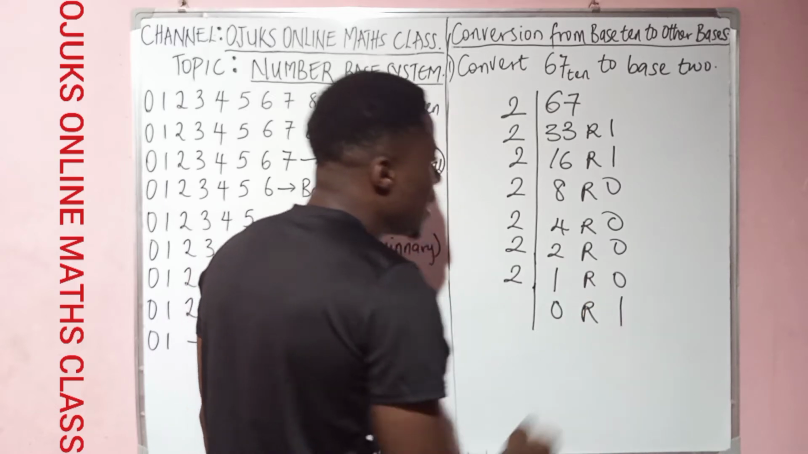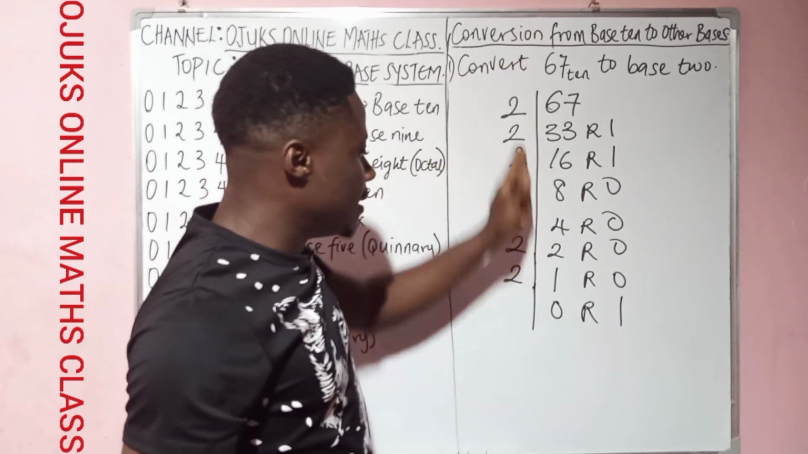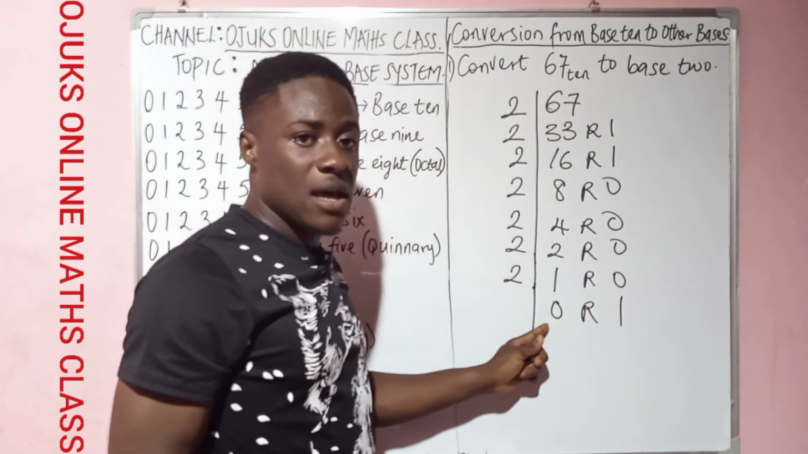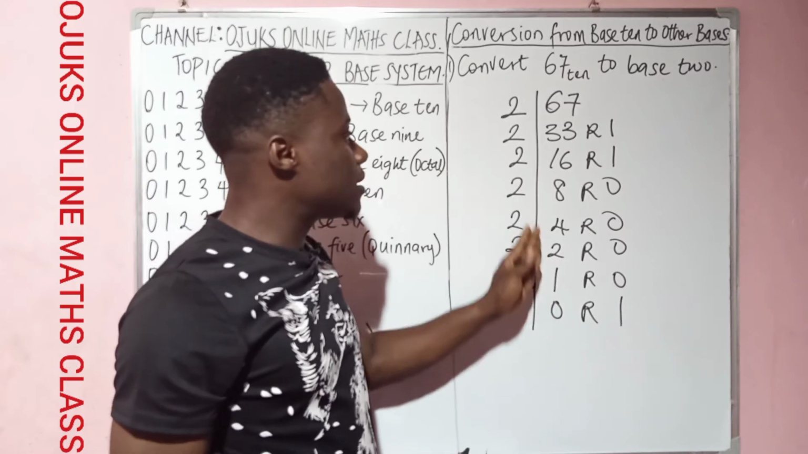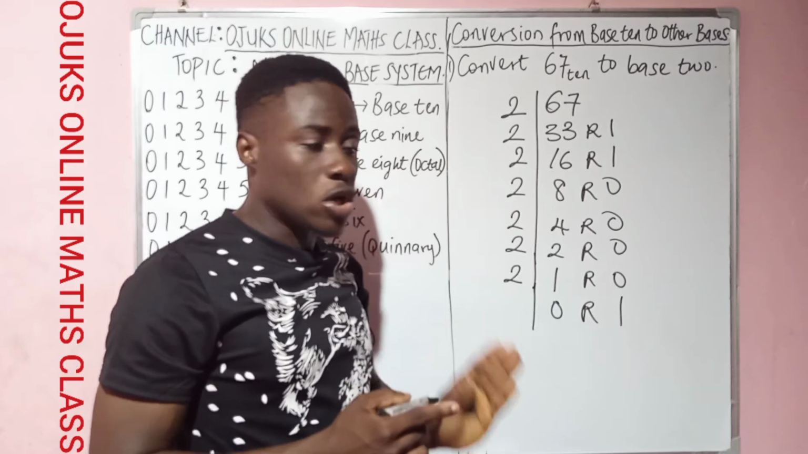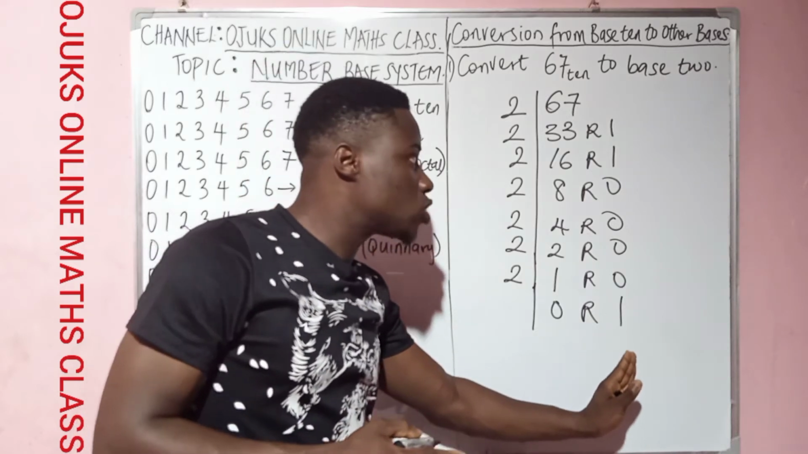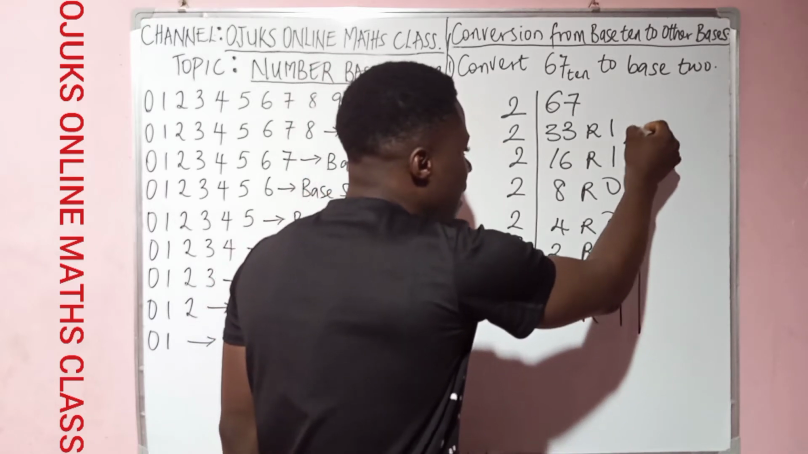Now, how do you collect your result? We have repeatedly divided this till we get to our final result as 0. Remember I said earlier that we are going to collect the result by taking the remainders from the bottom to the top. So as we have this, we will now list our result.